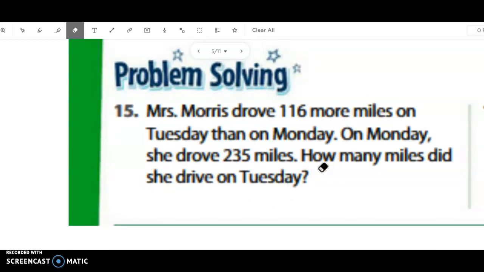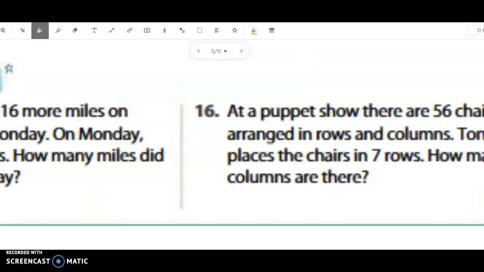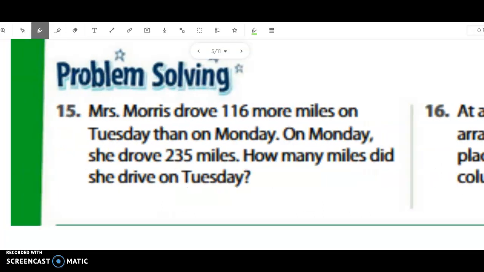Below, we're going to do number 15 together. And you'll do number 16 on your own. Mrs. Morris drove 116 more miles on Tuesday than on Monday. On Monday, she drove 235 miles. How many miles did she drive on Tuesday?